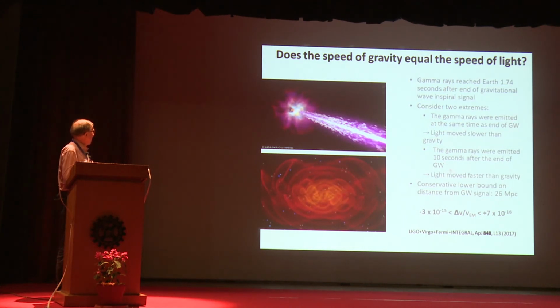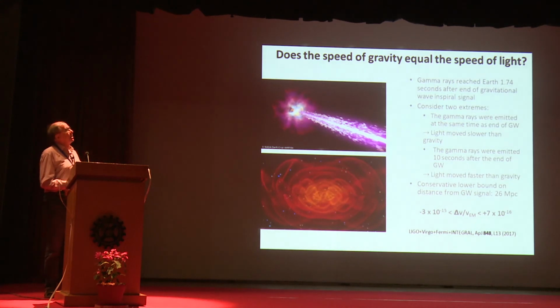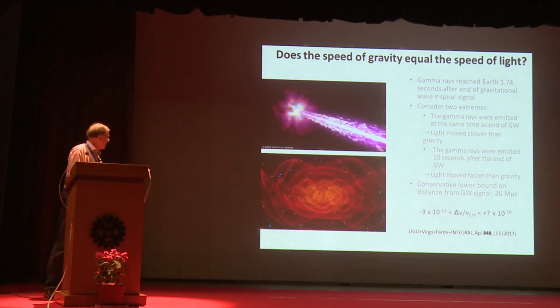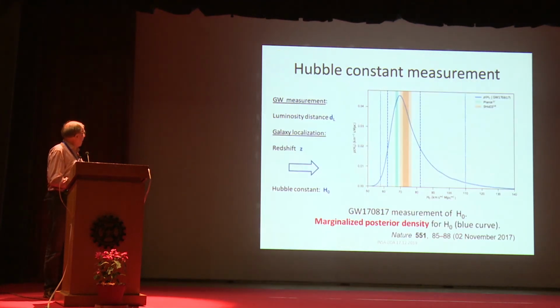Here I give briefly the argument that the speed of gravitational waves and the speed of light are the same. It could be made very simply because the two signals arrive within 2 seconds and from far away, so we can easily impose this very impressive bound on the equality of the speed of gravitational waves and the speed of light. Then the Hubble constant.